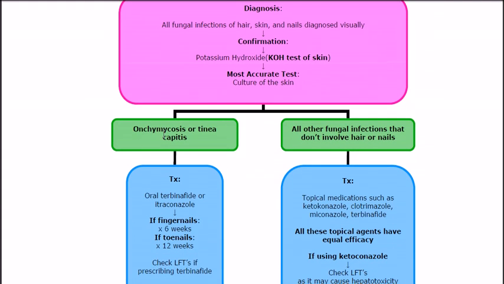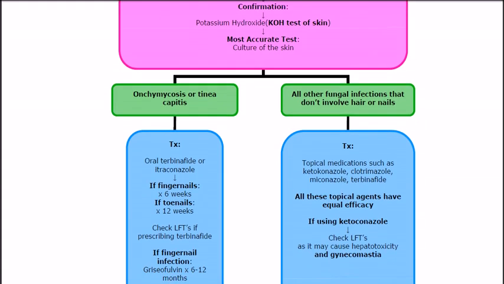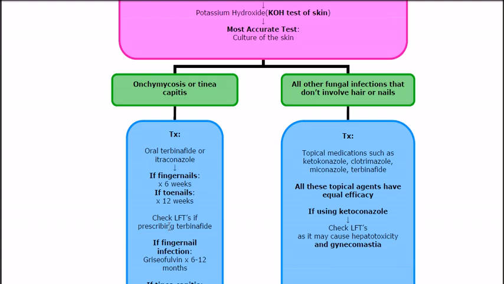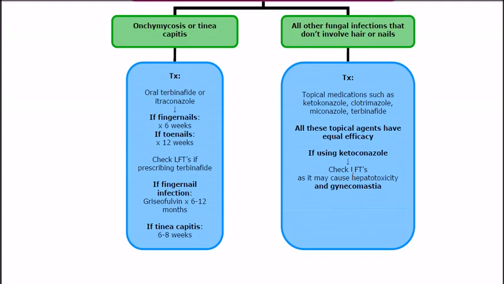If it's one of these two, onychomycosis or tinea capitis, we're using terbinafine. If it's in the fingernails, 6 weeks; toenails, lower down, 12 weeks. We have to check our LFTs, and if the LFTs are elevated, we can't use terbinafine, so you have to monitor the LFTs. We can use griseofulvin for fingernail infection, but not a toenail infection, and we're going to be giving these patients 6 to 12 months if it's fingernails. If it's tinea capitis, 6 to 8 weeks.